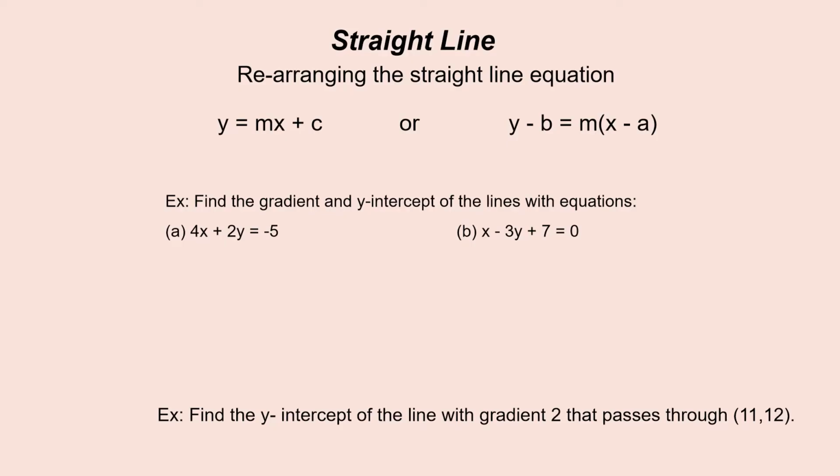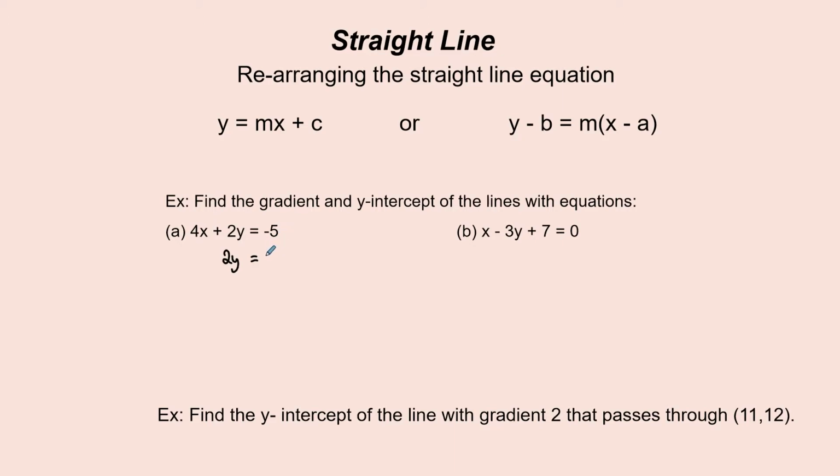Now that was fine because it was in that form y equals mx plus c. These aren't, so what we've got to do is change the subject of the formula or rearrange the equation. So 4x plus 2y equals negative 5. What we want to do first is get the 2y on its own. That means we're going to take away 4x from both sides. So I'm going to take away the 4x from this side, and a 4x from this side.